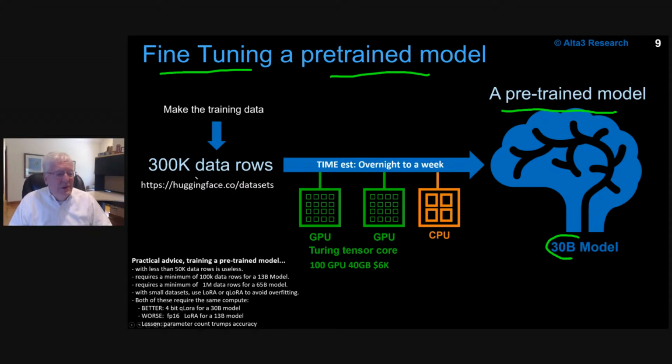So here's what I've learned. When you're doing the training data in order to push it into a pre-trained model, because I want it to learn my stuff, the rules of thumb are right here. Number one, if that's less than 50K, you're actually hurting the model, not helping it. 100K, if it's a 13 billion parameter model, 100K is barely enough. Remember, the more data, the better.